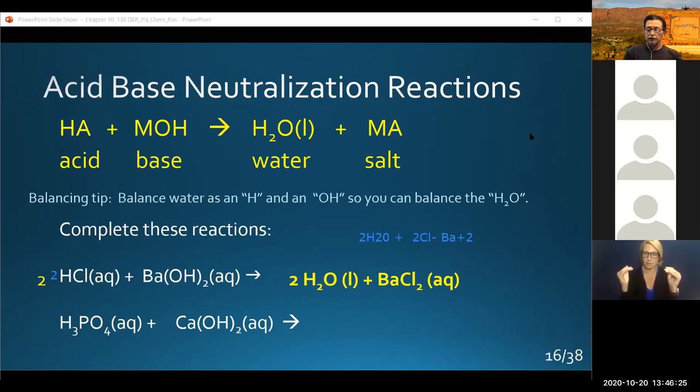I got 1 barium as a reactant, 1 barium as a product. And so I have a balanced chemical reaction, which means that for every barium hydroxide molecule that I react to neutralize, I need 2 molecules of hydrochloric acid, which will give me 2 molecules of water and 1 molecule of barium chloride. Okay? So the ratio between HCl and barium hydroxide is a 2-to-1 ratio.